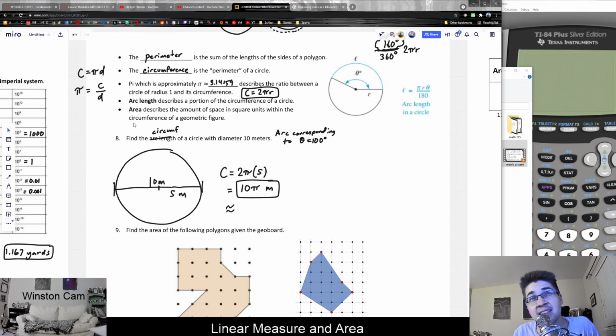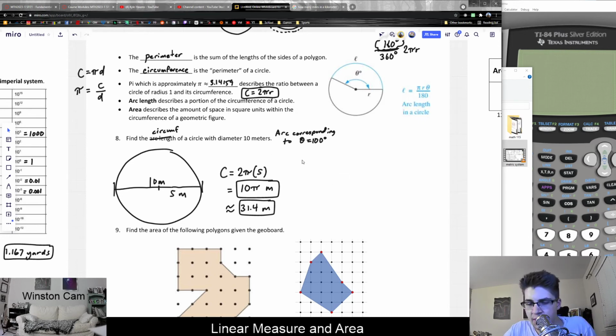And again, because that's not an exact relationship, this would be about 31.4 meters, because pi is about 3.14. To give us an idea of, well, say we wanted to walk around this pool and wanted to know how far it would be, that would give us an approximation.